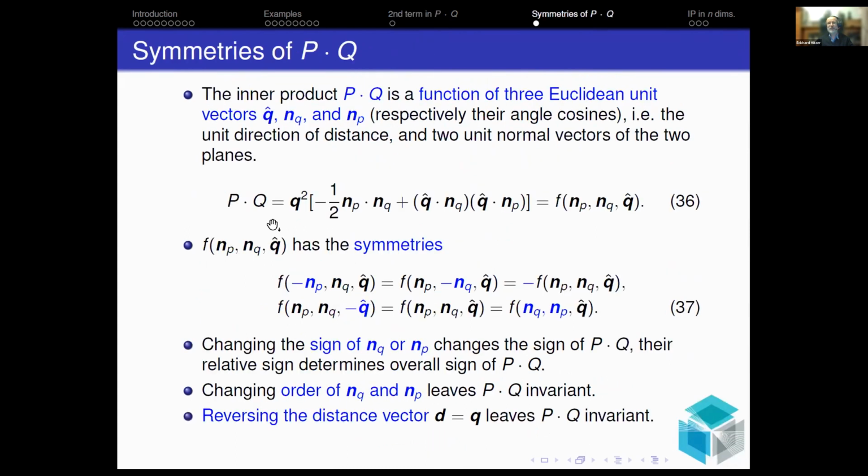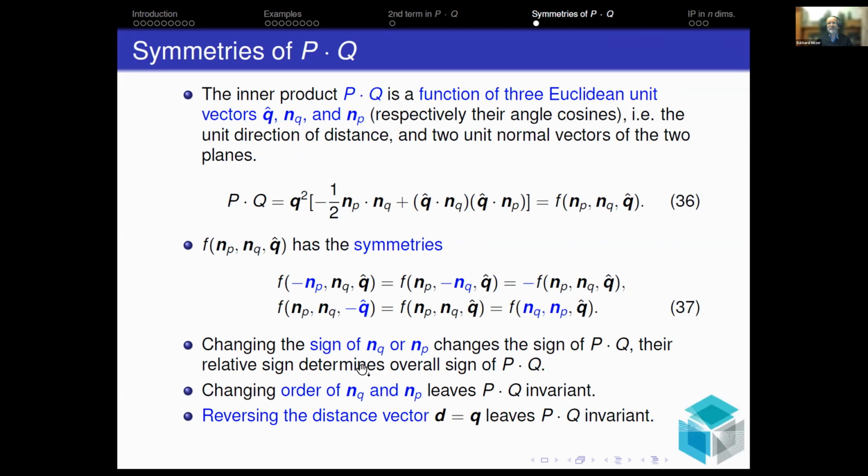And as for the symmetry of the expression, the three vectors are the three arguments of the inner product expression. So I call it just f, a function of NP, NQ, and Q hat, the direction of the distance. And if I change the sign of NP or NQ, I change the overall sign. If I reverse the direction, the inner product is the same. And if I change the order of NP and NQ, it's also symmetric under that change.